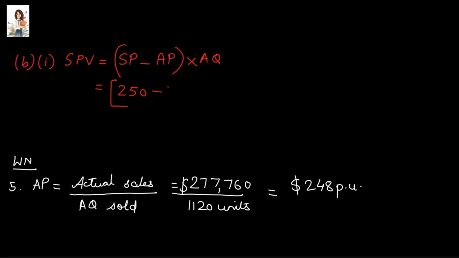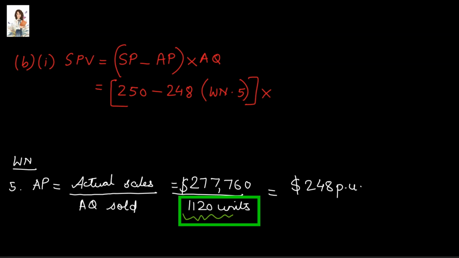Putting this value in the formula for sales price variance, we get sales price variance is equal to $250 minus $248, with the reference of working note 5, the whole thing multiplied by the actual quantity, which is 1120 units we have already seen in the question. So multiplying by 1120, we get sales price variance is equal to $2,240.